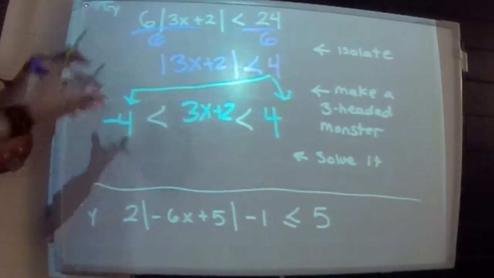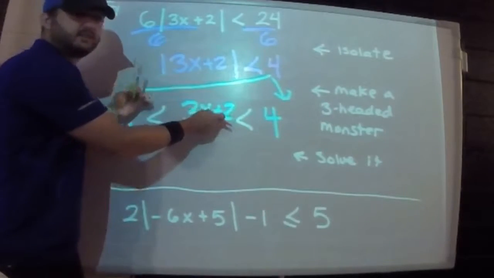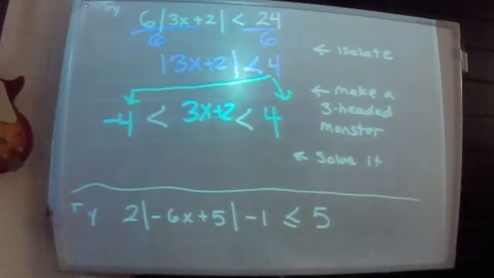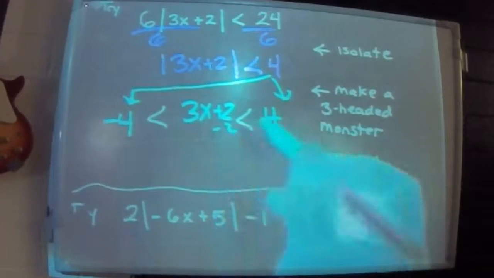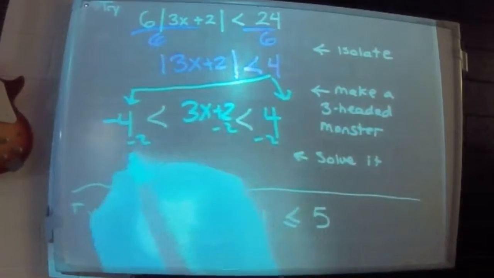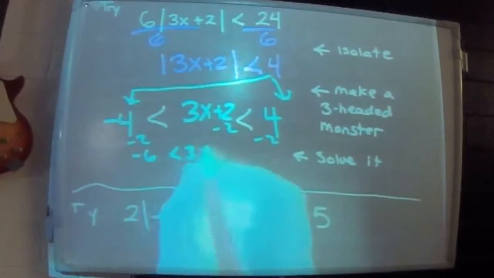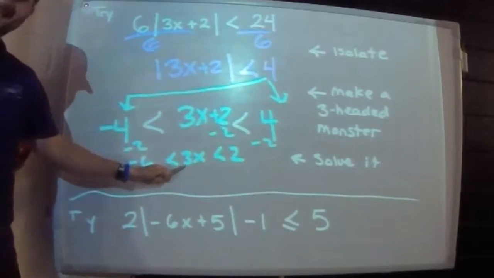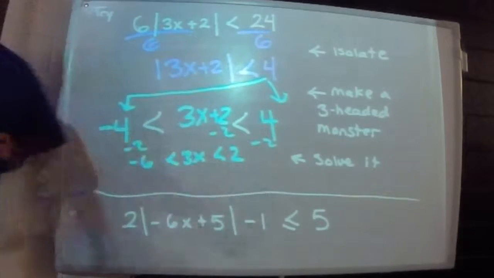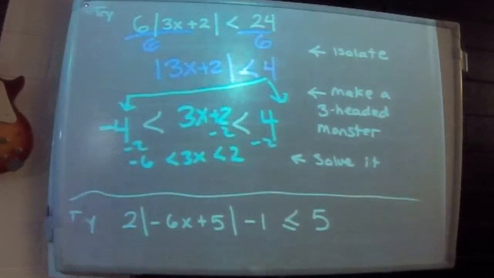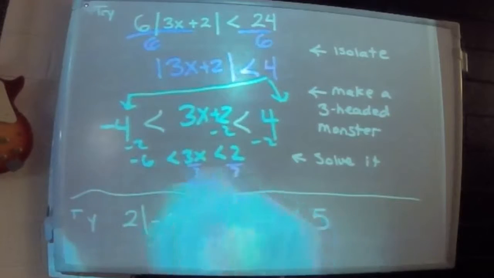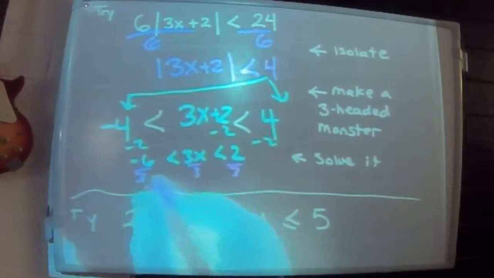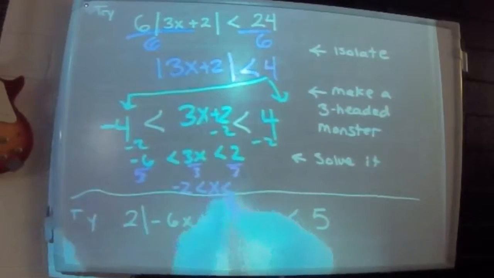Now this time you're not done here, you actually have to solve it. So you have to subtract 2 on both, well, on all three sides, really. -2, -2, -2. -6 is less than 3x is less than 2. And then you have to divide all three sides by 3. And then you're done. Fortunately, it's just 3, so there's no sign flipping. So we get -2 is less than x is less than 2/3.